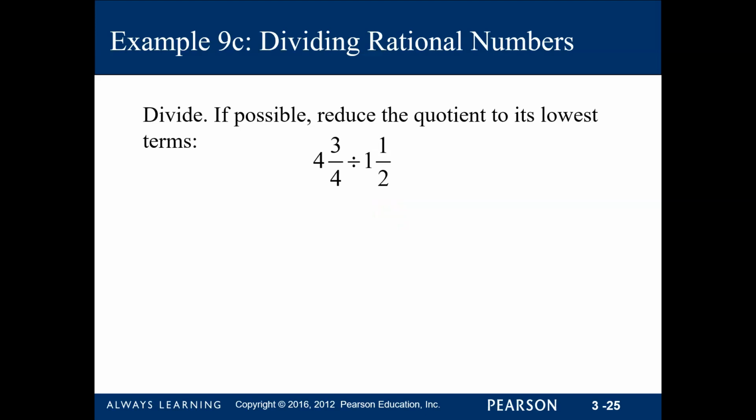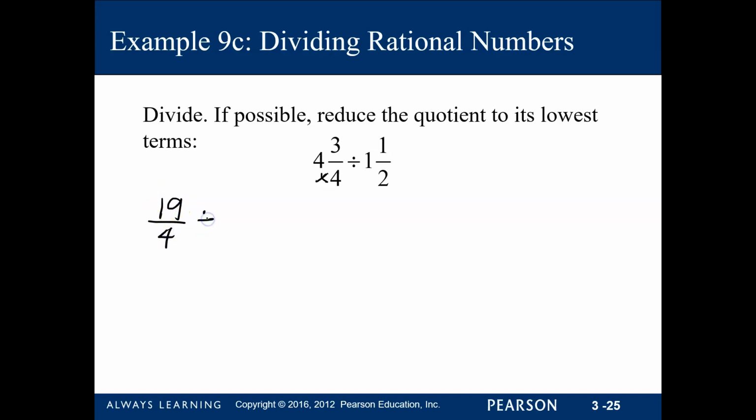So just like with what we did earlier with multiplication of mixed numbers, we need to first change them into improper fractions. So 4 and 3/4 is going to be 4 times 4, which is 16, plus 3, that's 19 over 4.